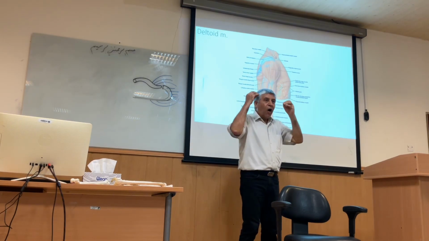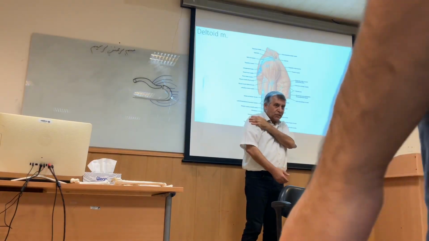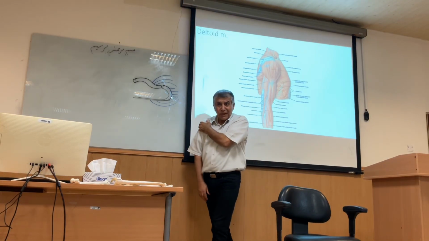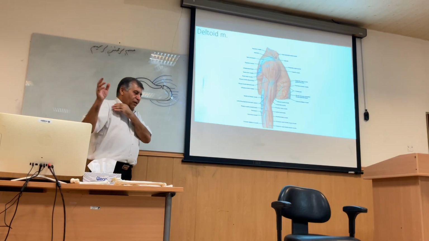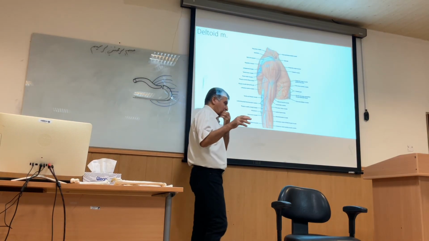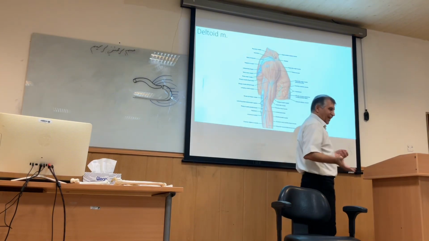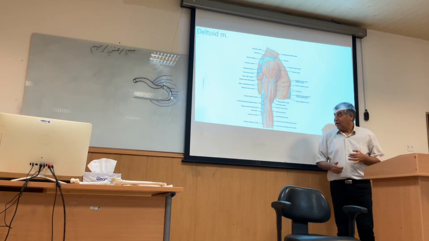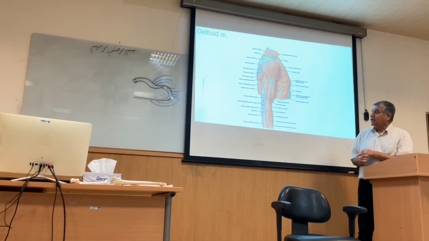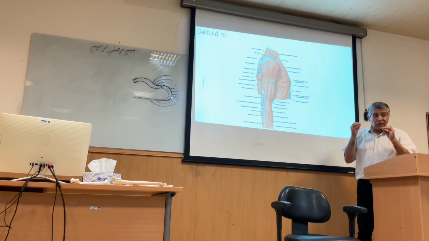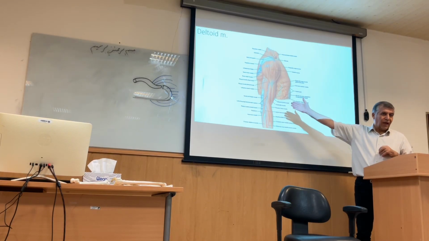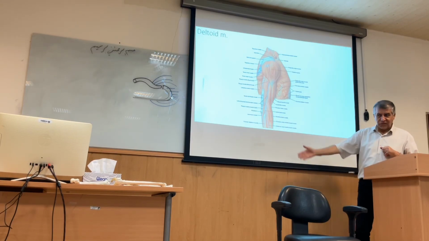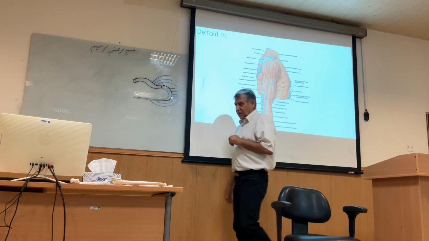Lateral rotation. All movements of the shoulder joint take place by the deltoids. Flexion, extension, abduction, medial rotation, lateral rotation. All of them are functions of the deltoid muscle. Which function is very important? Abduction. Abduction is very important. Okay.